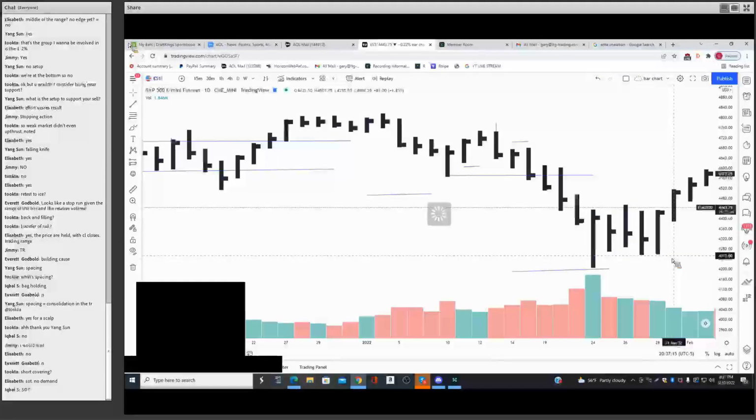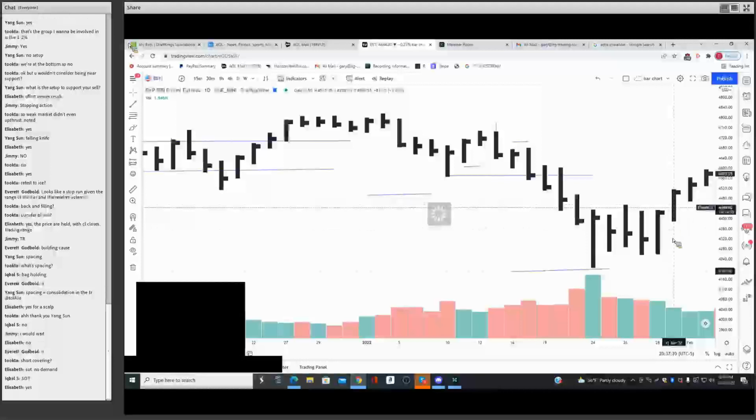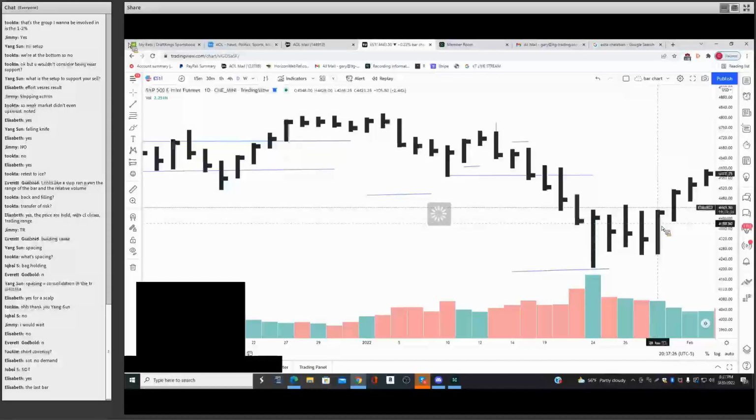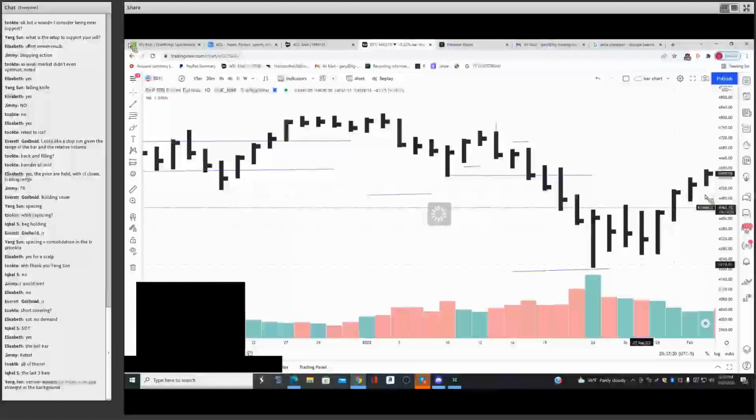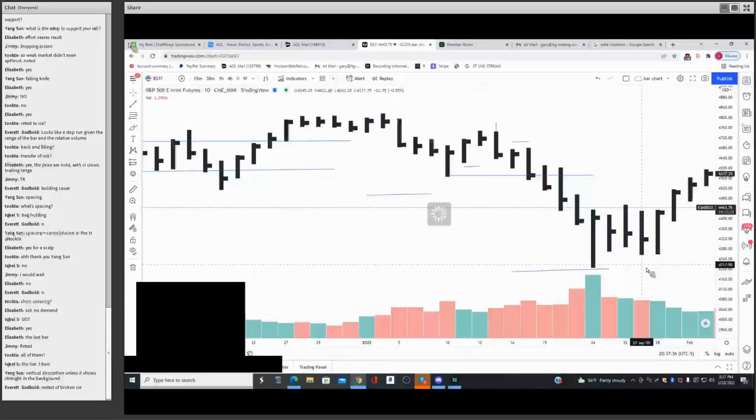This is shorting the thrust, Elizabeth? This is shorting the thrust? This one? Which one is shorting the thrust? This one, this one, this one. The last bar, yes. And all of them is correct. Shorting the thrust, the last bar. This whole thing is shorting the thrust. Each bar gets shorter. All correct.